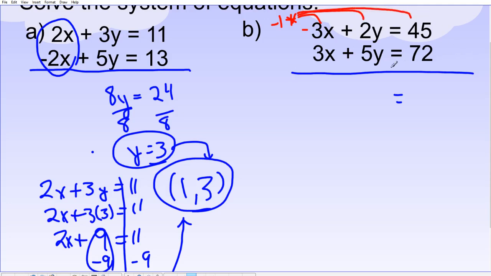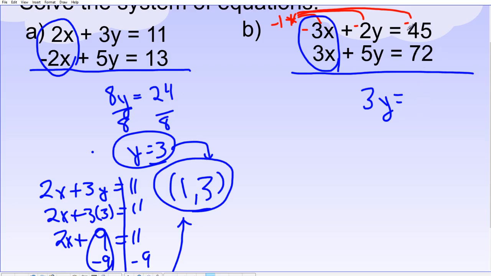Now what's going to happen here? So this positive 3 becomes a negative 3. Positive 2 becomes a negative 2. Positive 45 becomes a negative 45. That's what happens when I multiply by negative 1. It changes the sign of the number. So when I add now, check this out. 3 and negative 3, 0. Gone. 5 plus negative 2 is 3y.